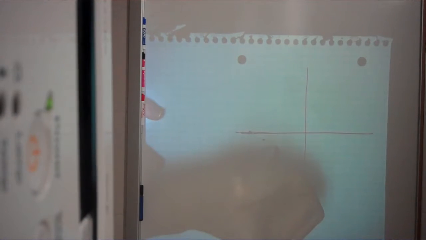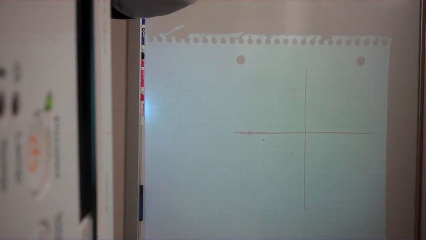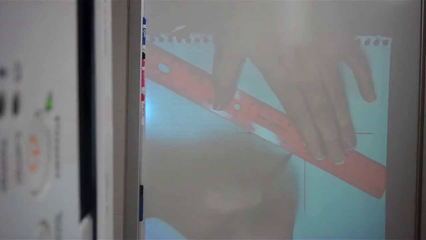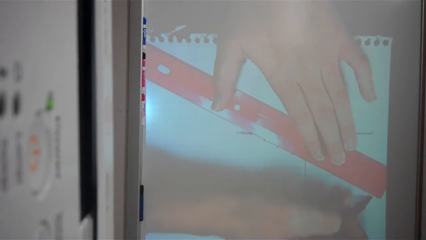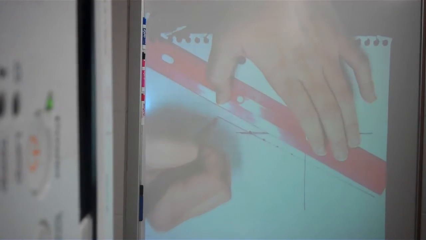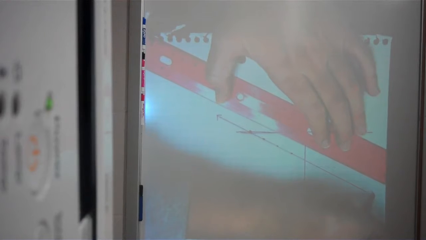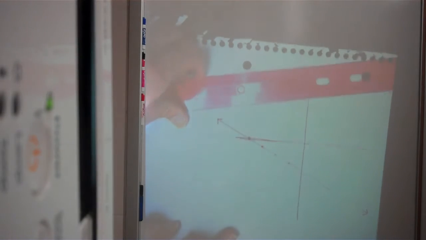Okay? So I should have this line that looks like this. I'm then going to make my line as straight as I can. I'm going to extend this line as far as I can, and that'll actually help me get better results too. So I'm going to extend this line all the way through my coordinate plane.